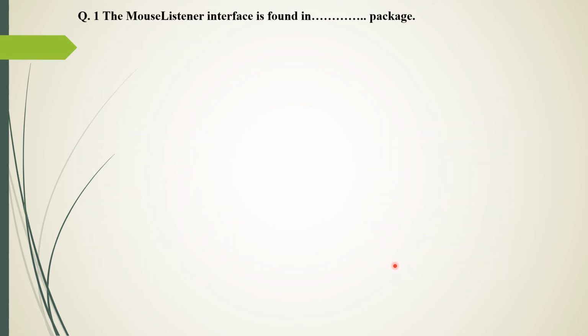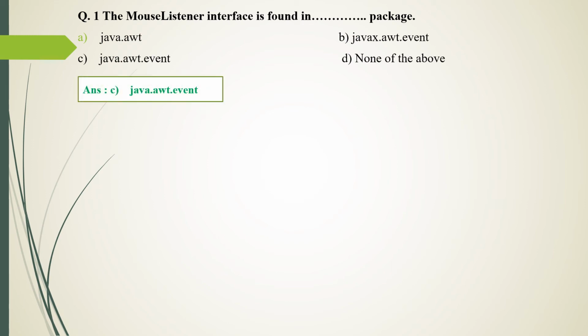Then next we have some MCQ. The MouseListener interface is found in which package? First option java.awt, second option javax.awt.event, third option java.awt.event, and last option none of the above. The answer of this question is option C, java.awt.event.